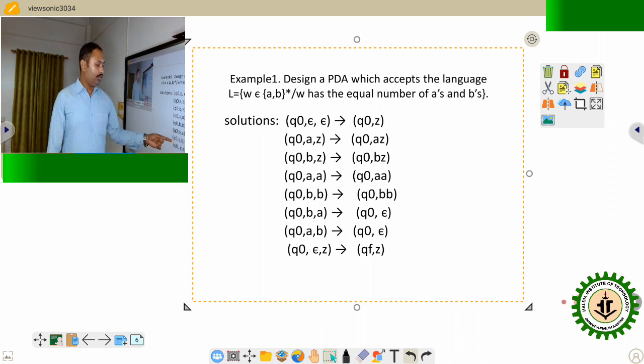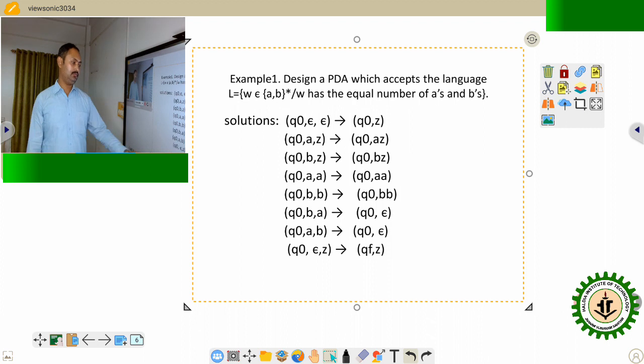Now this is one possibility, that our current symbol is A and the top of the stack is B. These things also happen. So if these things happen, then again we have to remove the corresponding B for A. That is why it is null.